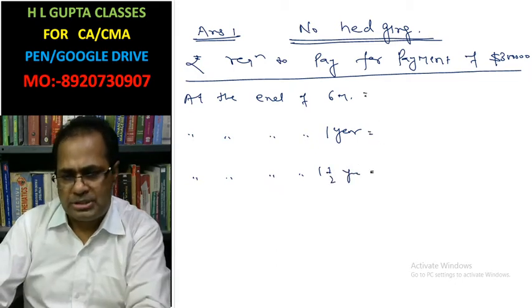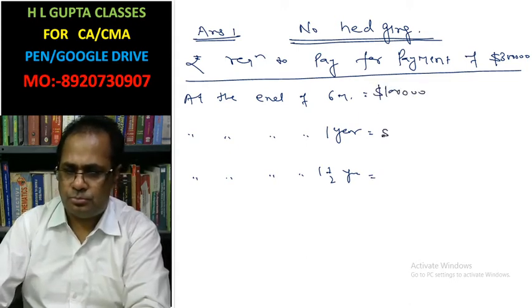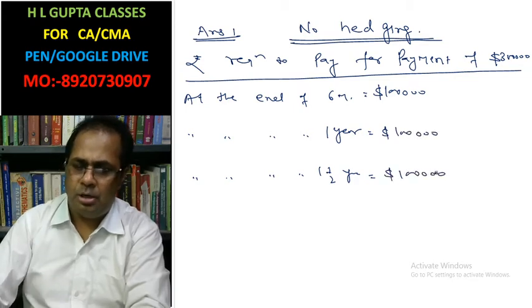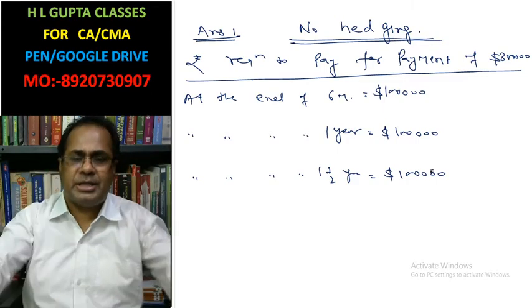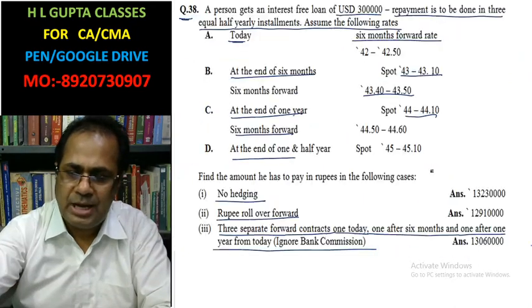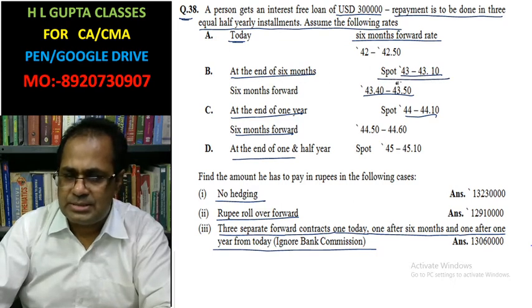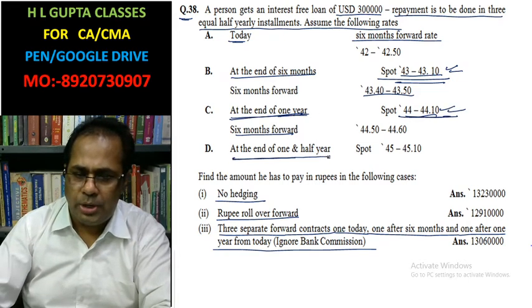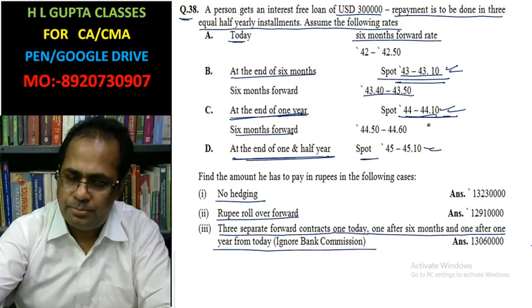Here you are going to purchase $1 lakh, $1 lakh, $1 lakh at the spot rate. No hedging means you have not used any risk management tools. No hedging, at the spot rate. Look at here. The 6-month spot rate is this, and this rate is applied. At 1 year, this spot rate is applied. At 1.5 year, this spot rate is applied. Okay.